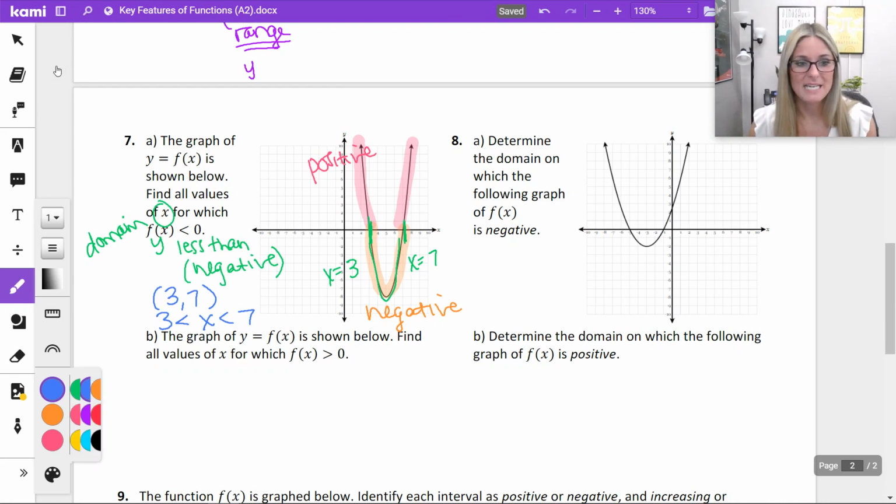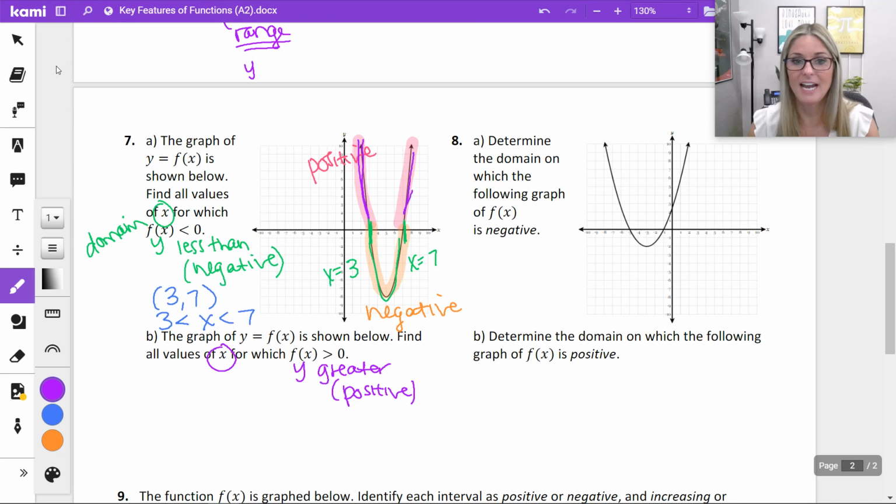So let's go down to B. Just below, we're going to use the same graph for part B. The question says the graph of y equals f of x is shown below. We're going to use it right there above. Find all the values of x for which y is greater than 0. Tell me all the places where it is positive. So we've got two sections, right? We've got this left side and this right side that are above the x-axis that are positive.